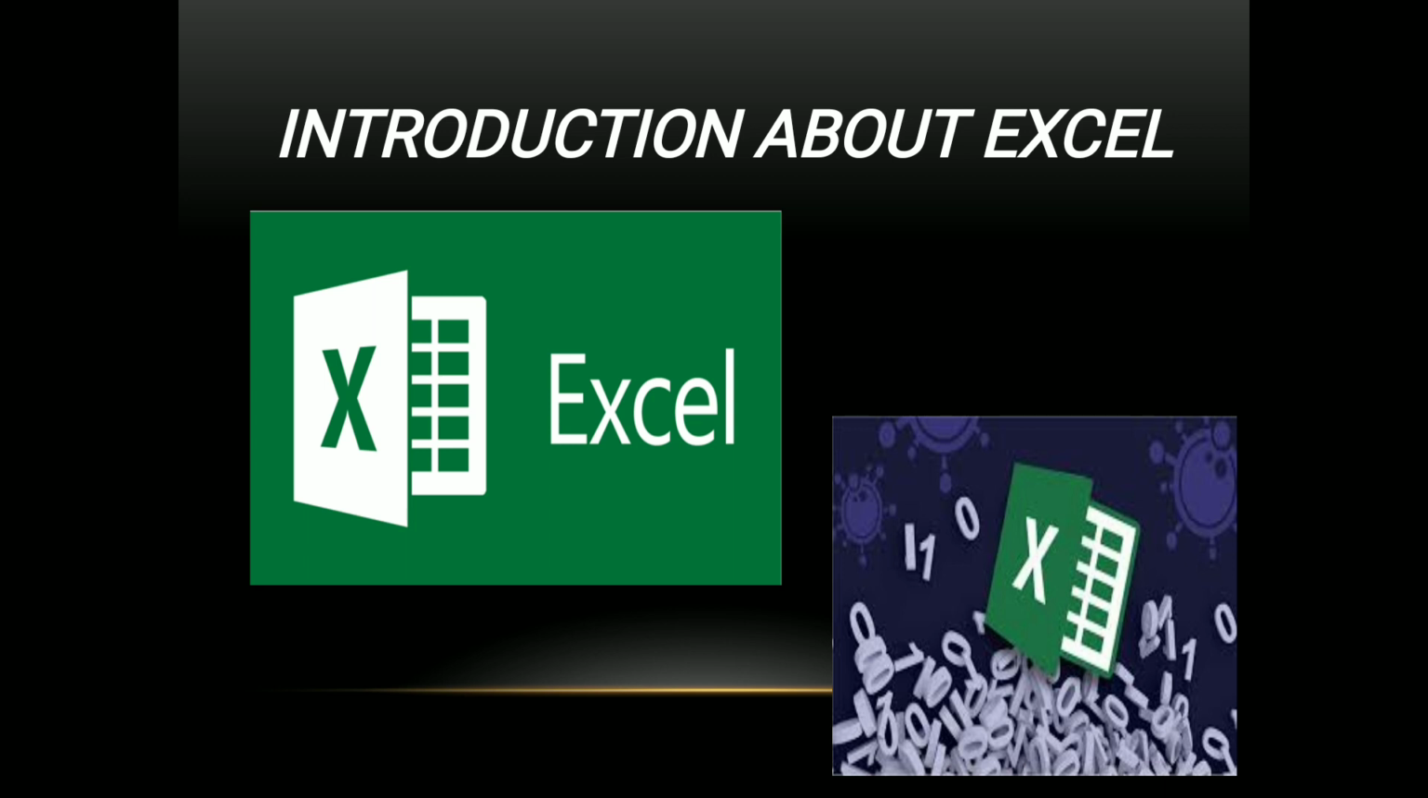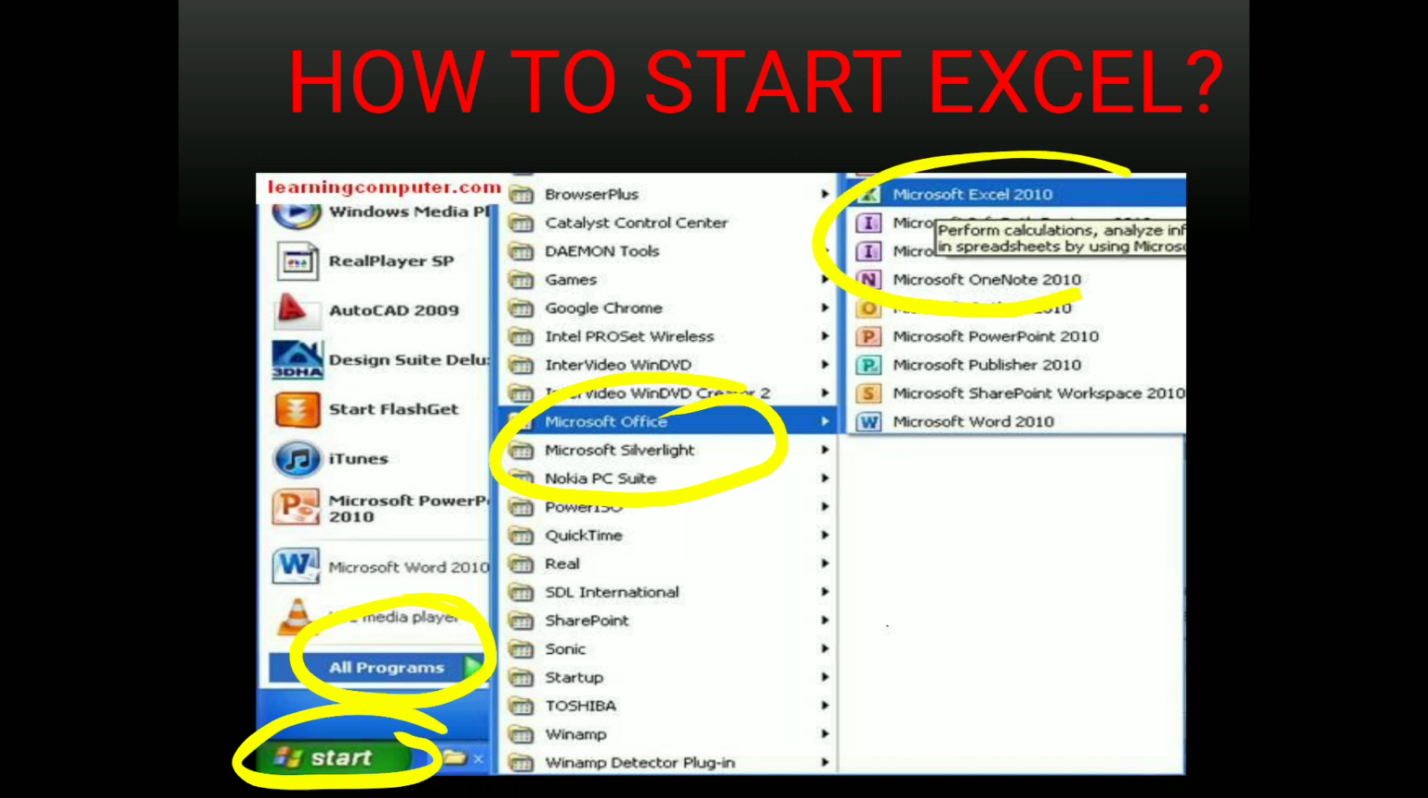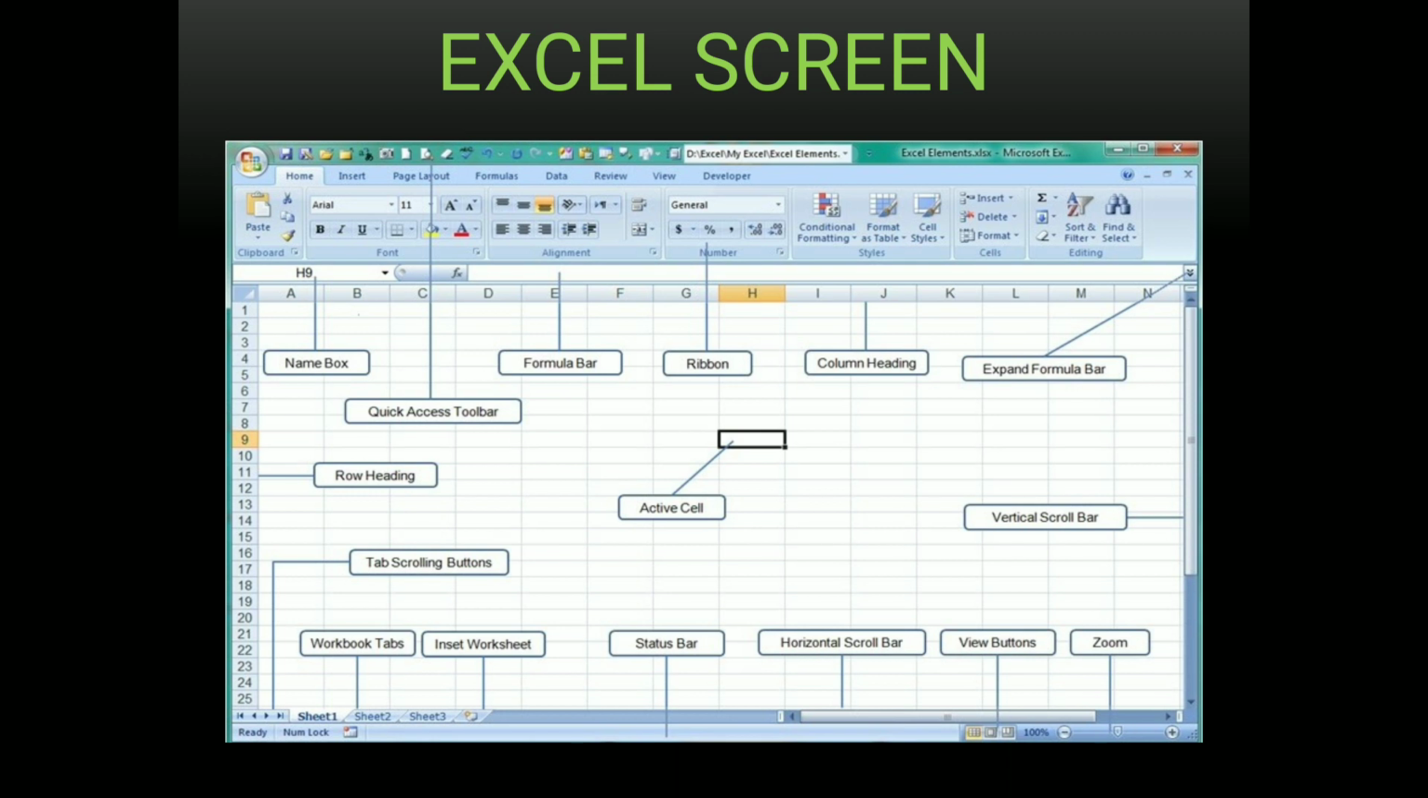Now we will learn how to start Excel. There are two options to start the Excel application. First is to double click on the Excel icon on the desktop. The next option is, first click Start, then All Programs, then go to Microsoft Office and after that you will get Microsoft Excel 2010 application and you will get the screen.